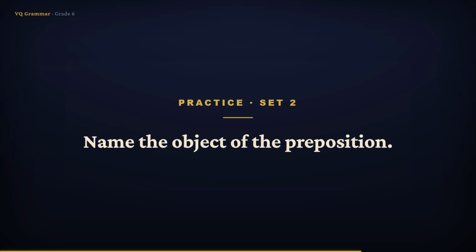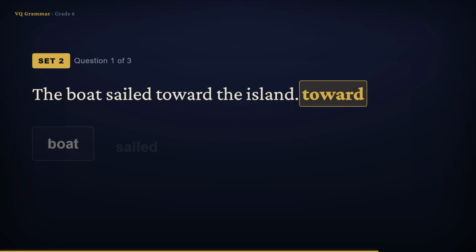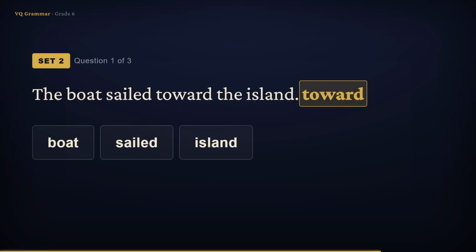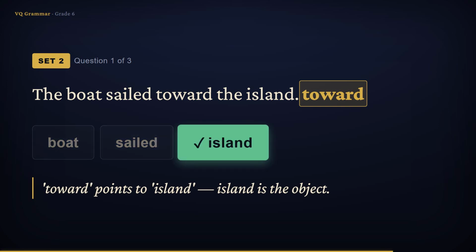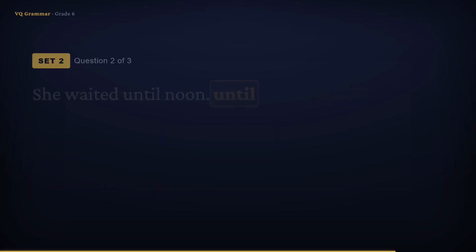Now for set 2. This time, the preposition is already underlined for you. Your job is to name the object of the preposition, the noun or pronoun sitting right after it. Pause and try each one before I answer. The boat sailed toward the island. The preposition is toward. Now, what noun comes right after it? The word toward points straight to island, so the object of the preposition is island.